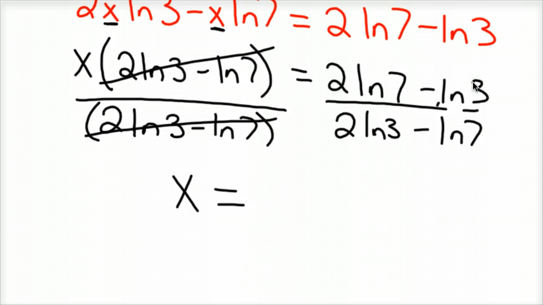So there we have it. We've got 2 natural log 7 minus natural log 3 over 2 natural log 3 minus natural log 7. So here that is the exact answer.